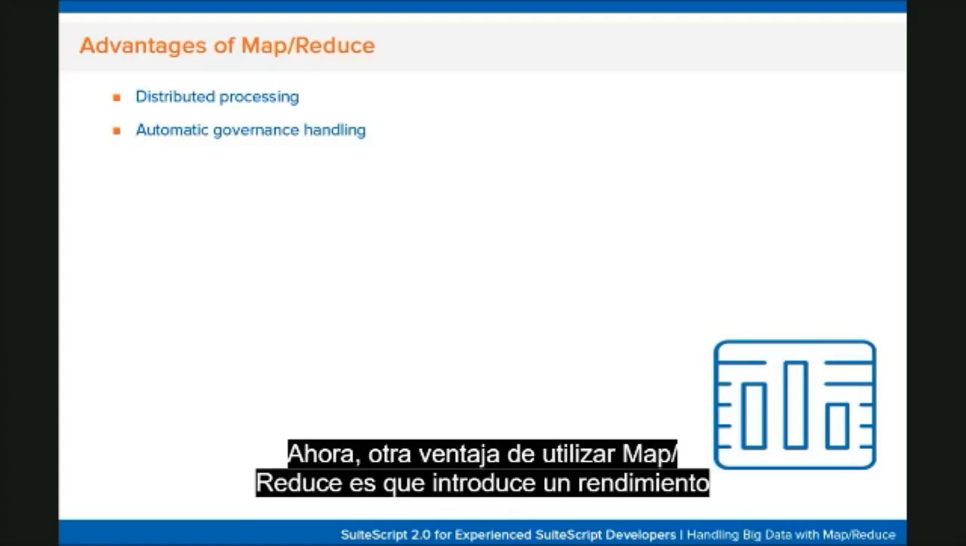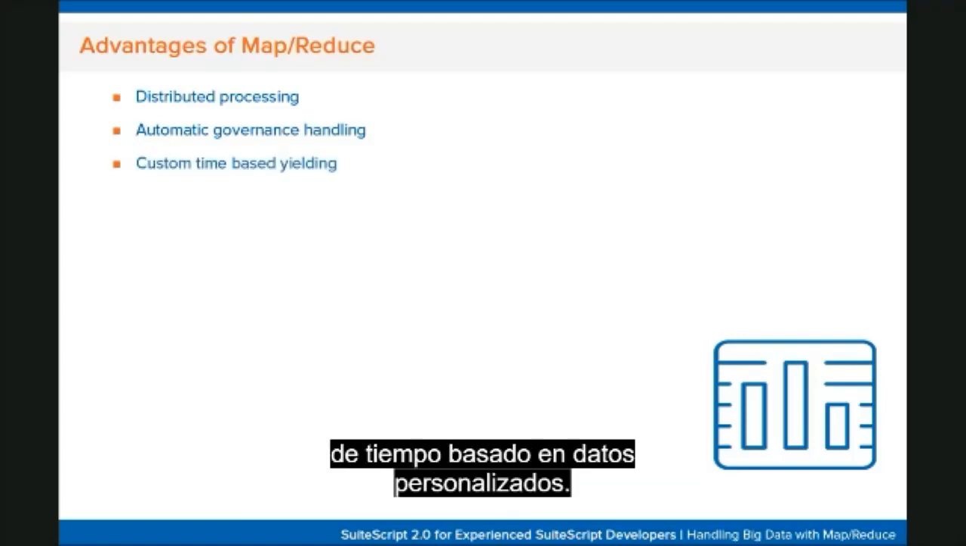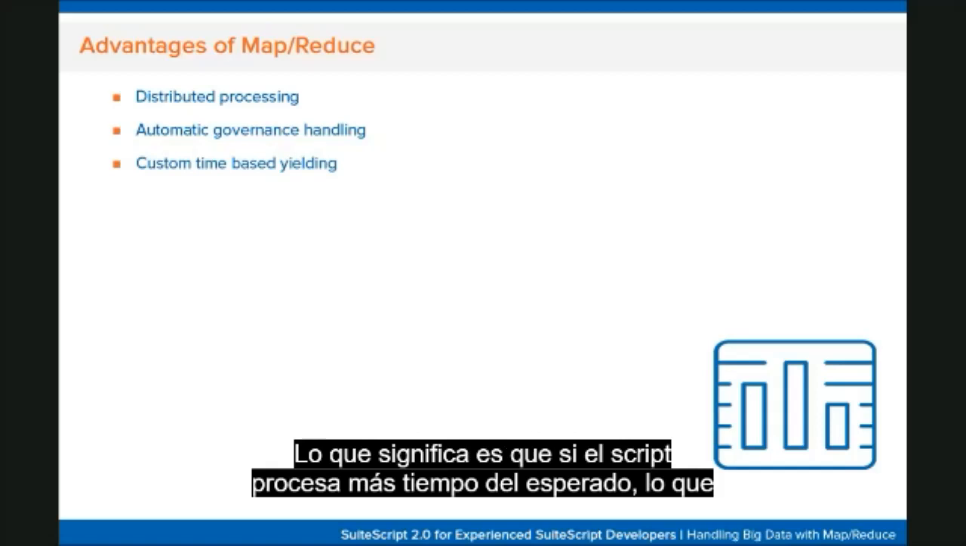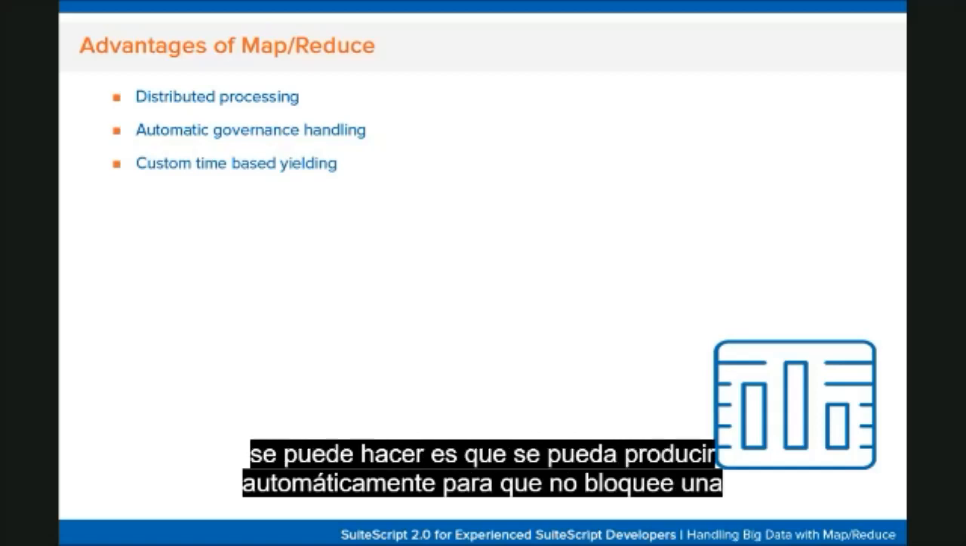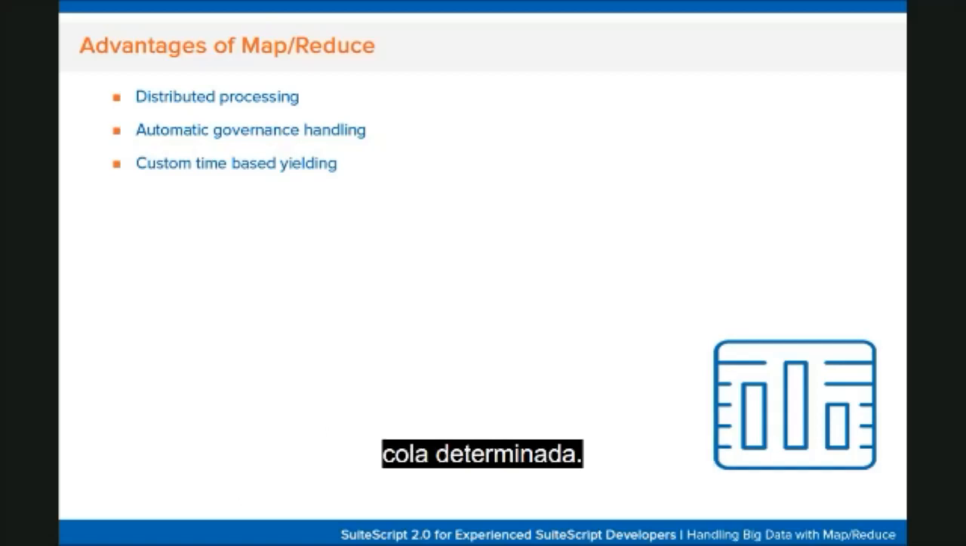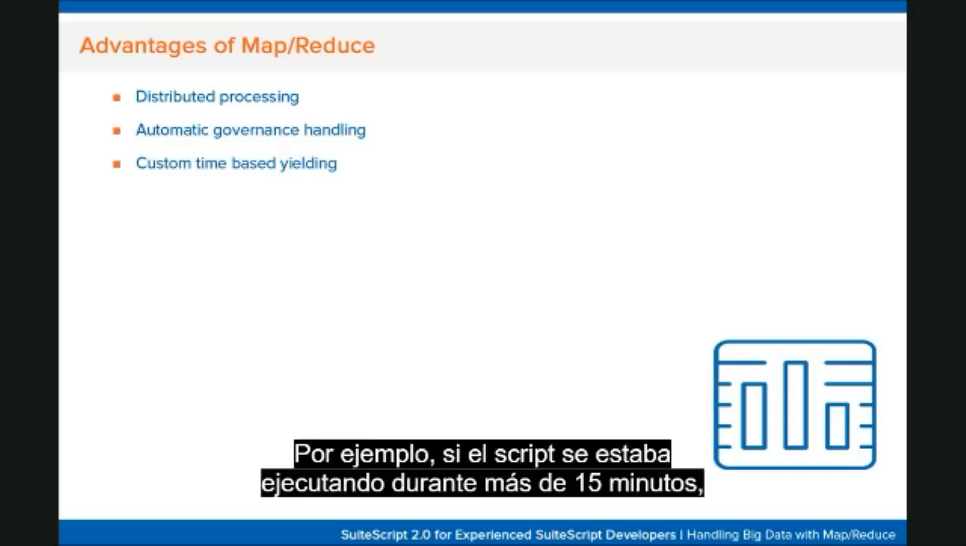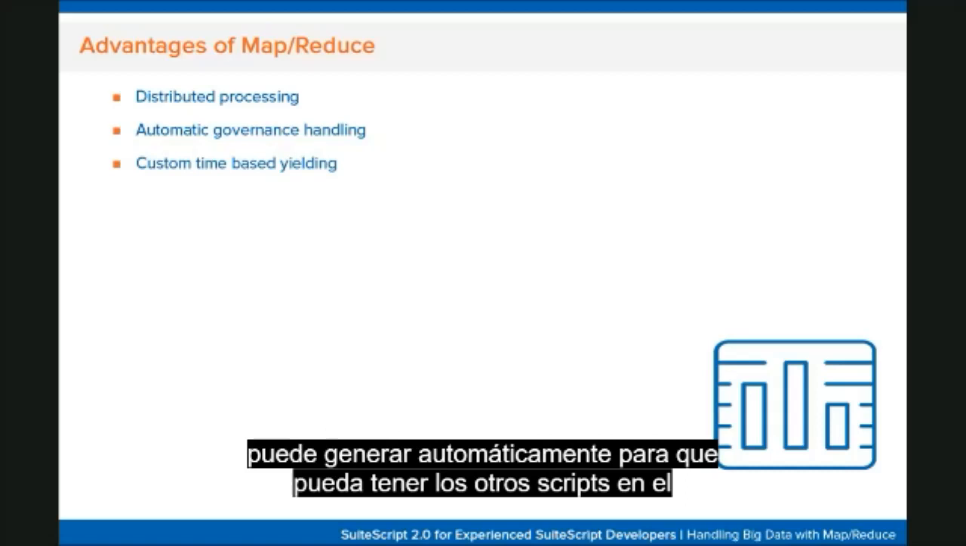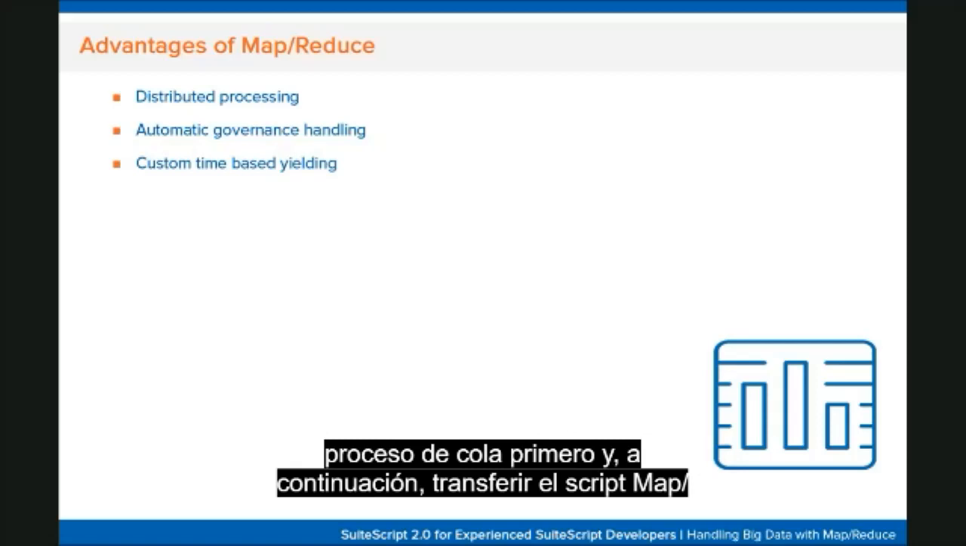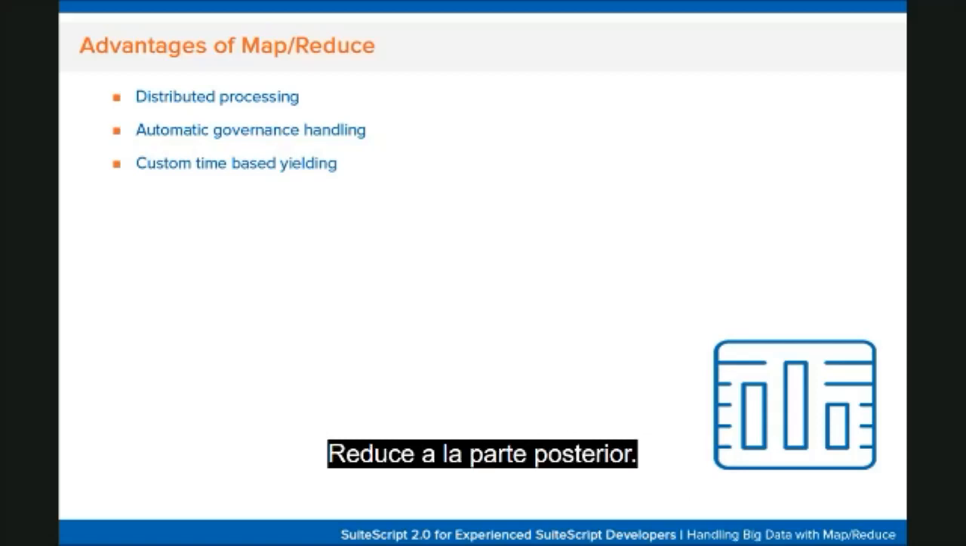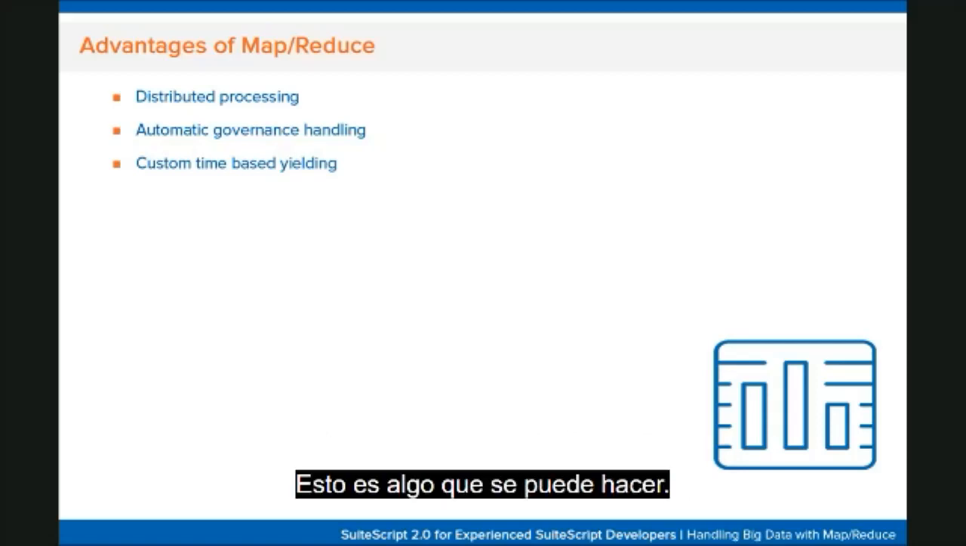Another advantage of using MapReduce is that it introduces custom-based time yielding. What that means is that if your script is processing longer than you expected, you can automatically have it yield so that it's not blocking a certain queue. For example, if the script is running longer than 15 minutes, you can have it automatically yield so that the other scripts in the queue process first and then push your MapReduce script to the back. So that's something that you can do.